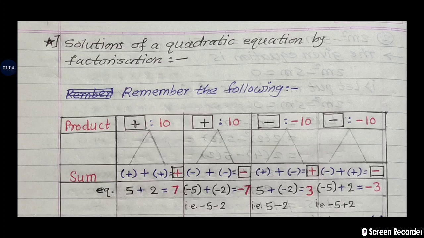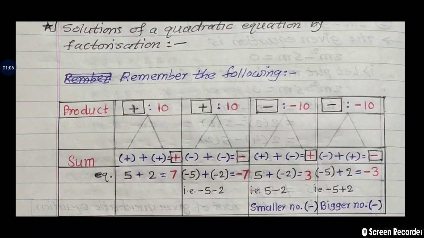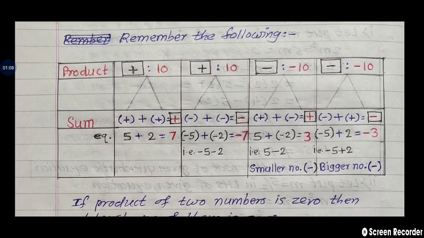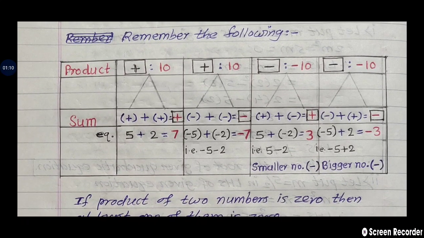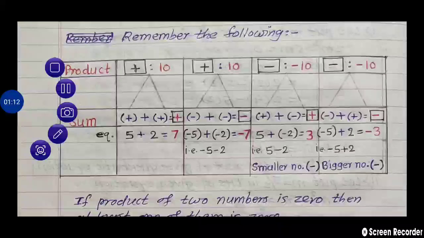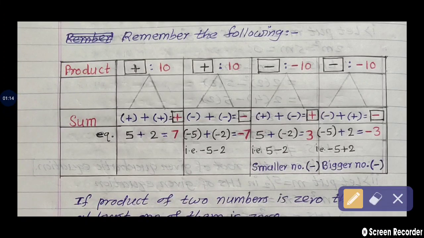Before we start to solve the examples, remember the following table. That is very important. Now see what is given in this table. The rules of product and rules of addition, that is the sum. Now first one.